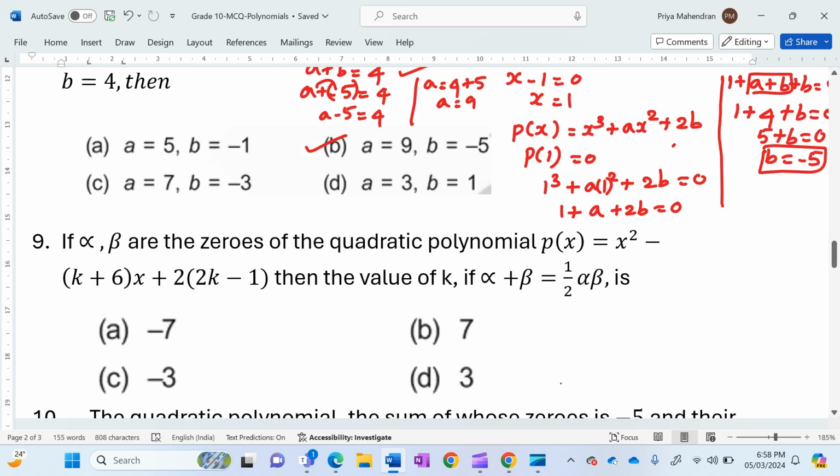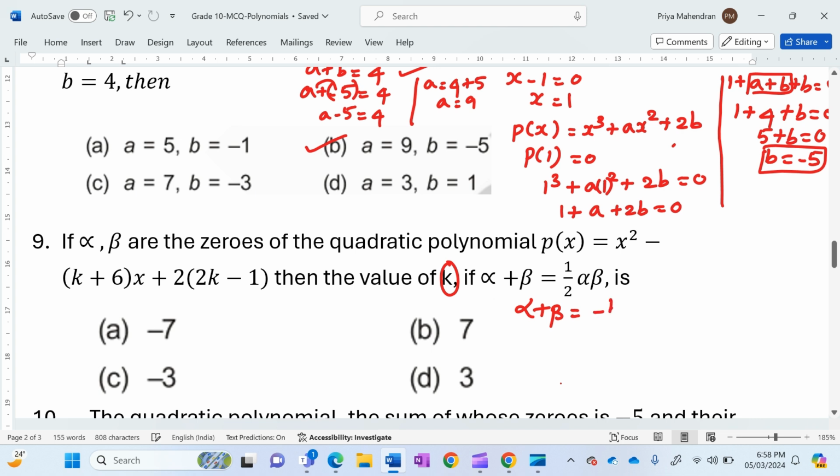Question number 9. If alpha, beta are the zeros of the quadratic polynomial p of x is x square minus k plus 6 times x plus 2 times of 2k minus 1, then find the value of k. So I need to find the value of k, okay? And they have given the relation alpha plus beta, that is sum of the zeros, is half of product of the zeros. So first I need to find sum of the zeros using the polynomial equation.